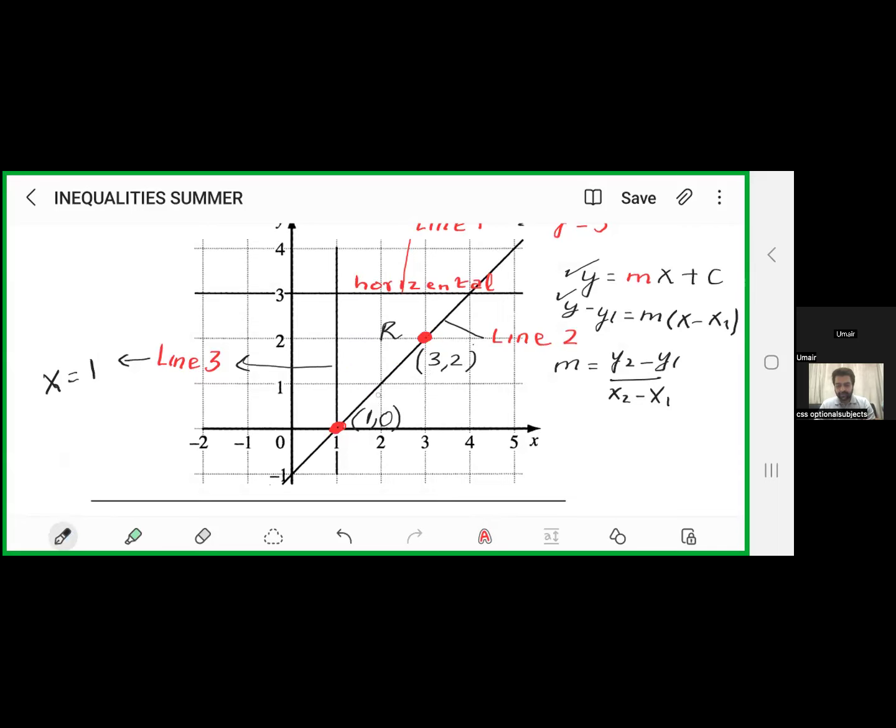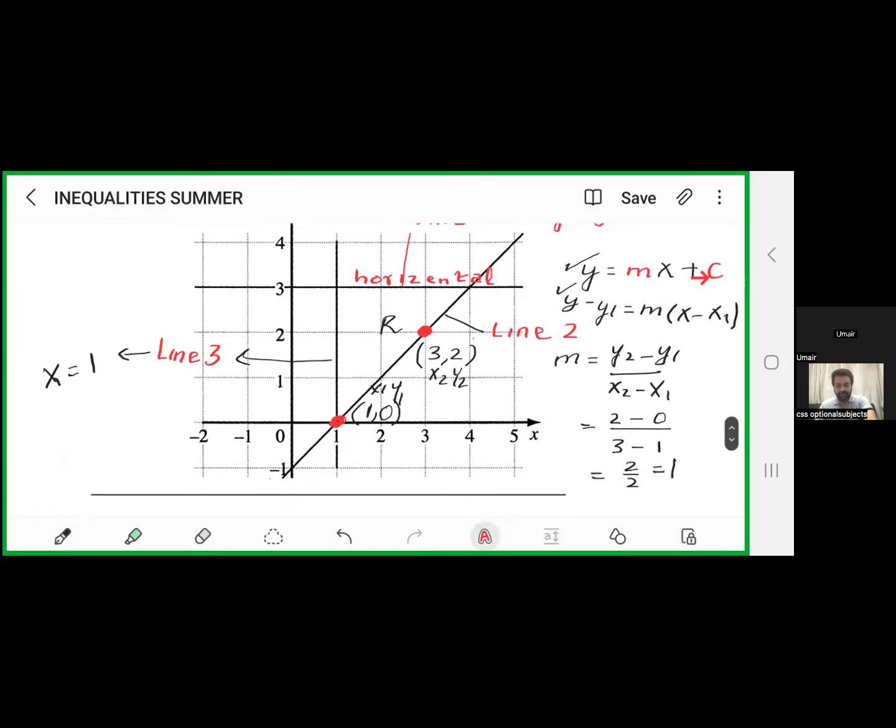So this is x1, y1, x2, y2. Find the slope. y2 is 2, y1 is 0, x2 is 3, x1 is 1. So it's 2 over 2, which is equal to 1. So your slope is 1. The slope or gradient of this inclined line is 1. What about the y-intercept, c?